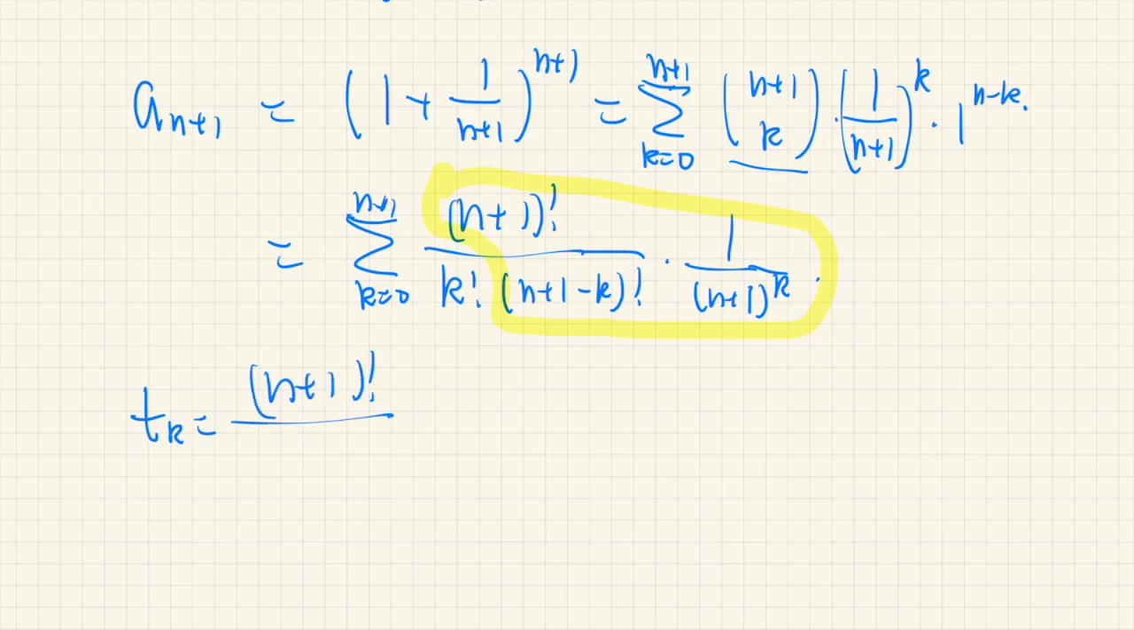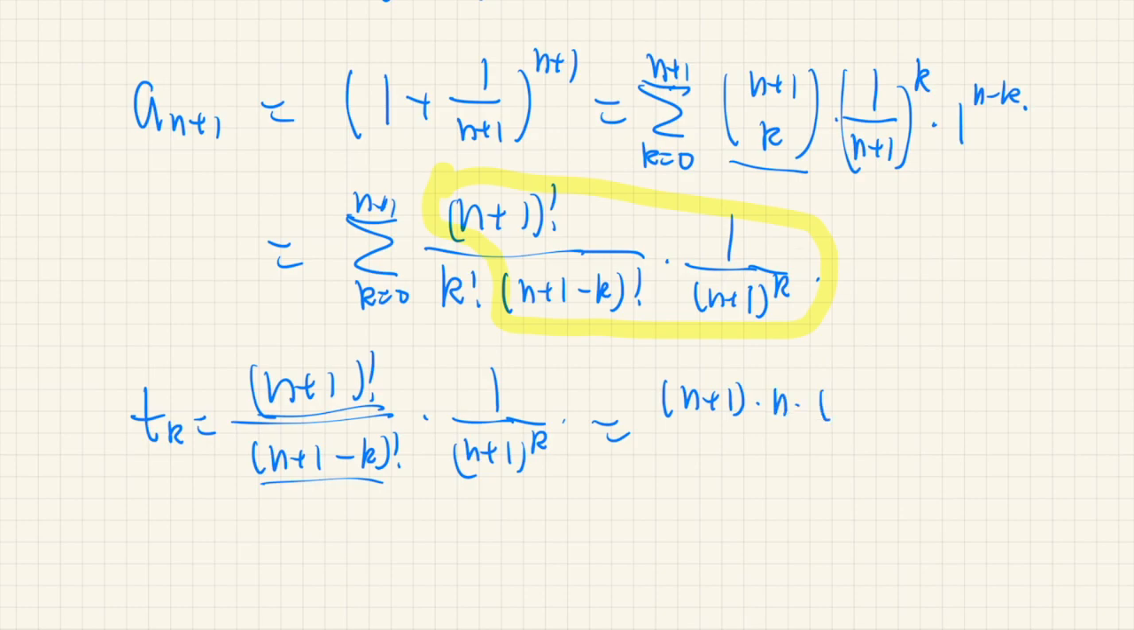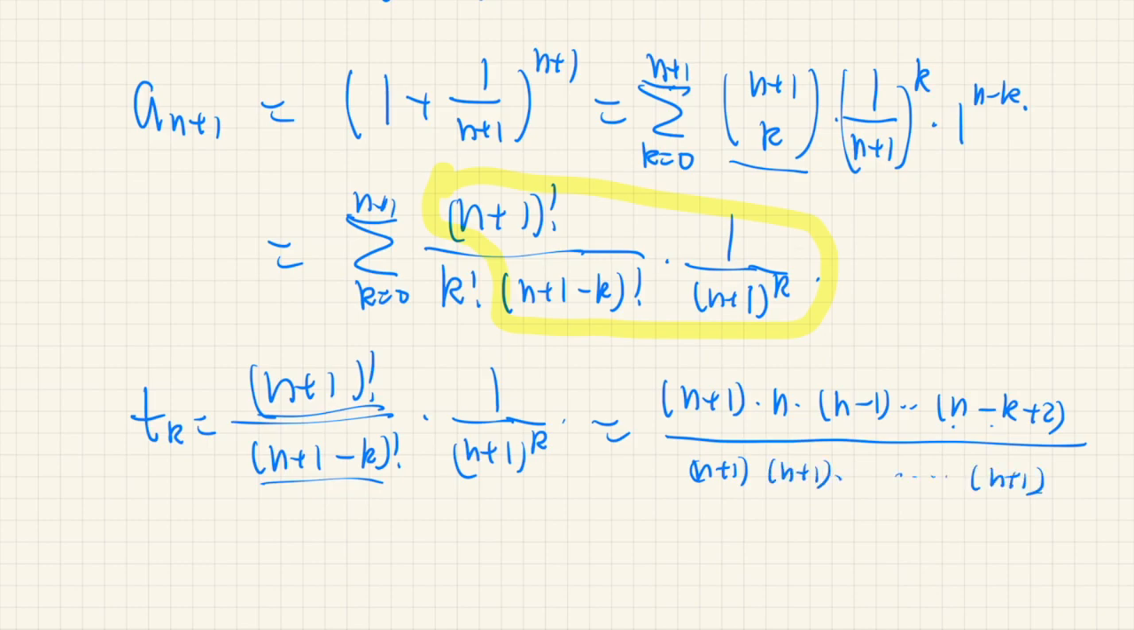So n plus 1 minus k factorial and n plus 1 to the power of k. If you cancel the common factor here and here, that will be n plus 1 times n times n minus 1, and so on. Up to where? There should be k factors, right? So it should be n minus k plus 2 over n plus 1, n plus 1, and so on. In the numerator and the denominator, we have k factors each.